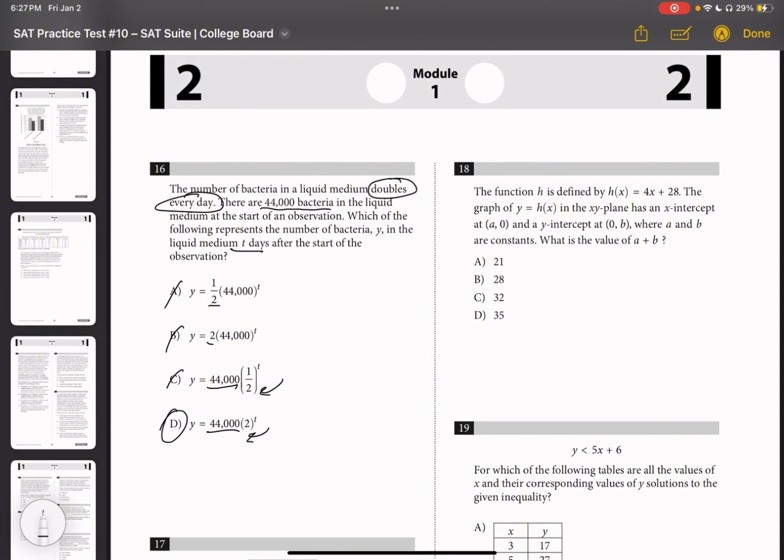The function h is defined by h of x is equal to 4x plus 28. The graph of y is equal to h of x in the xy plane has an x-intercept at a comma 0 and a y-intercept at 0 comma b, where a and b are constants. What is the value of a plus b?